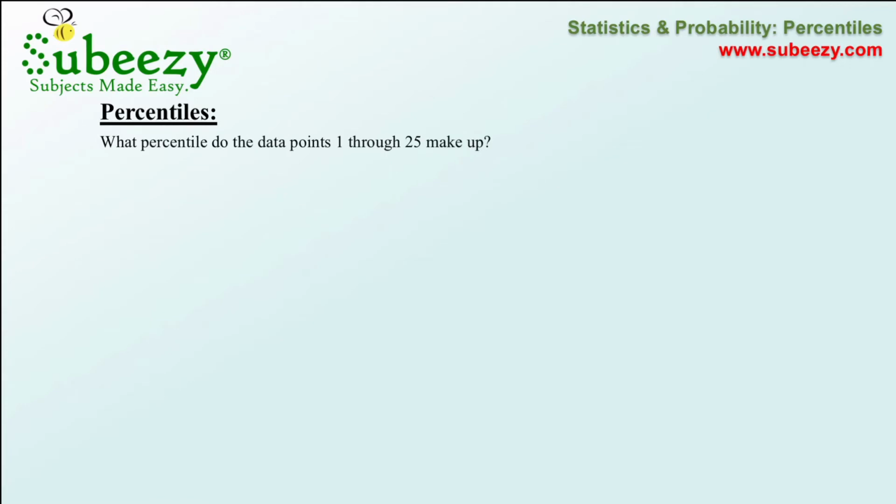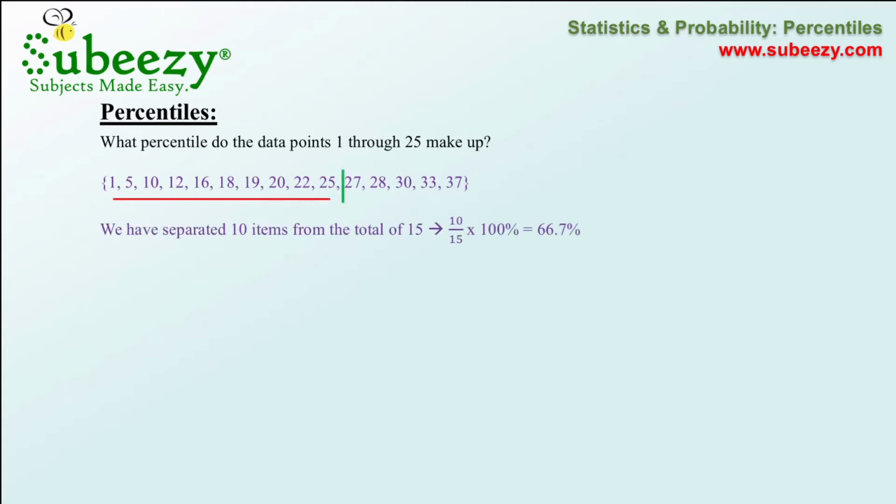Let's consider another practice problem using the same data set. What percentile do the data points 1 through 25 make up? So we're going to draw a wall between 25 and the rest of the data points. We have separated 10 items from the total of 15. 10 divided by 15 times 100% gives us 66.7%. So these data points are within percentile 66.7.